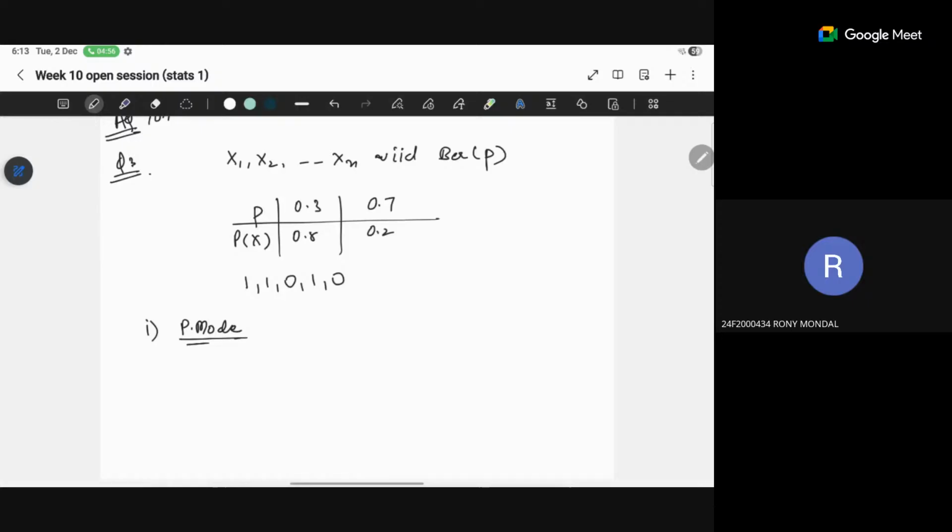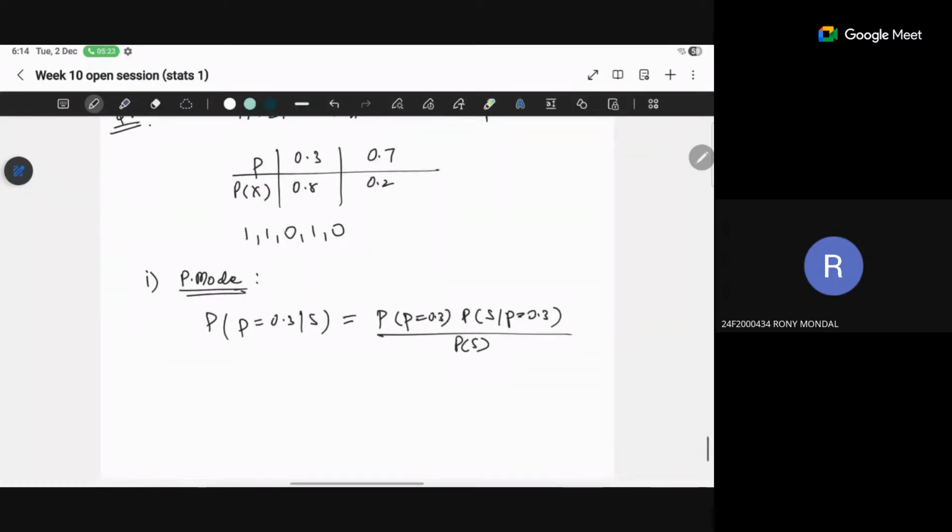So how do we find this? It is basically the Bayes rule, right? So when P is 0.3, we need to find the probability that P is 0.3 given the samples. This will be equal to what? Yes or no? Yes, ma'am. Okay. Now, first let's find the probability of S. Can you guys tell me what is the probability of S?